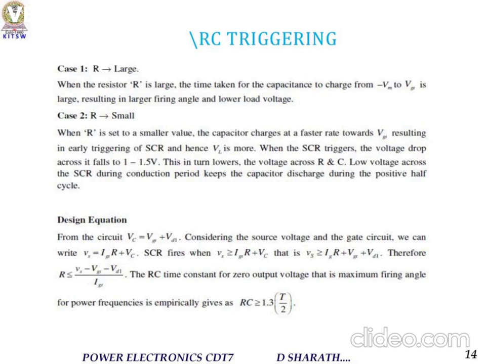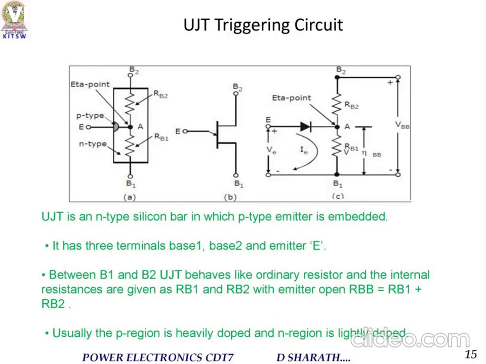In the case where R is a large value, the capacitor charges from minus Vm to Vm. When R is small, the VL is more. When the SCR triggers, the voltage across it drops to about 1 volt. Coming to the design equation, the condition is R less than (Vs minus VGT minus VDM) by IGM, which is to be satisfied to trigger the SCR.